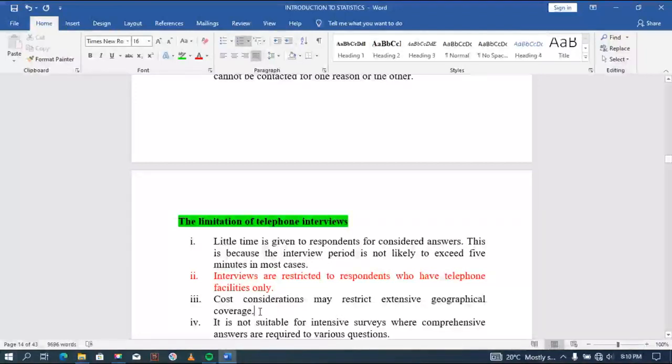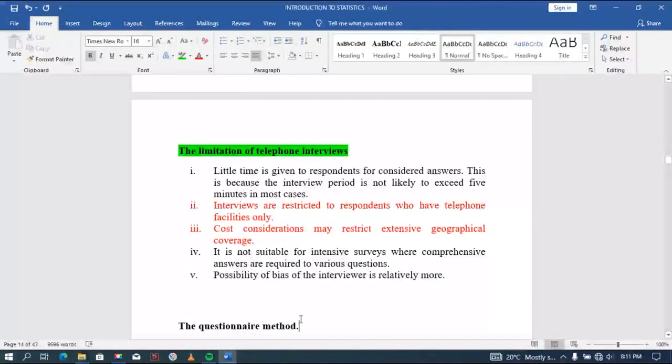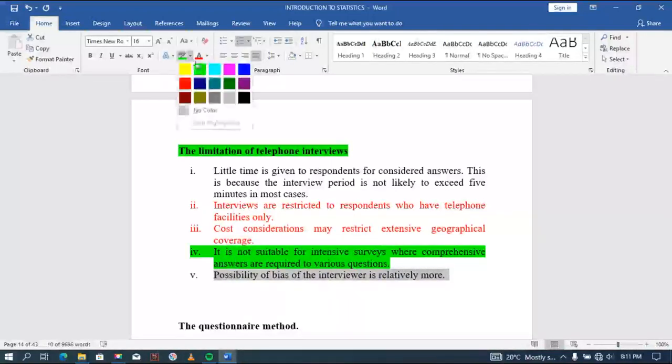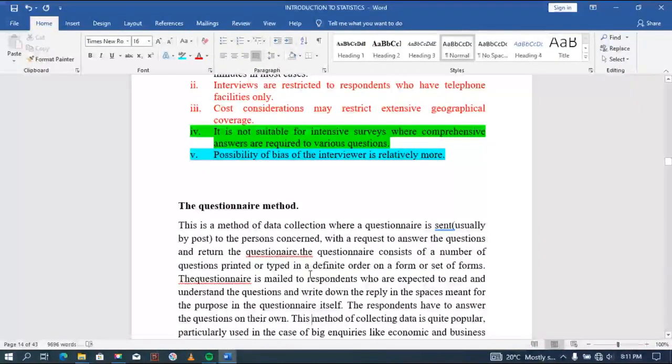Then cost considerations may restrict extensive geographical coverage. So phone calls as well involve costs, meaning that in case you don't have much airtime, you may not be able to make enough phone calls. Another one, it is not suitable for intensive surveys where comprehensive answers are required to various questions. And another limitation is the possibility of bias of the interviewer. So there are higher chances for the interviewer to have bias when conducting a telephone interview.